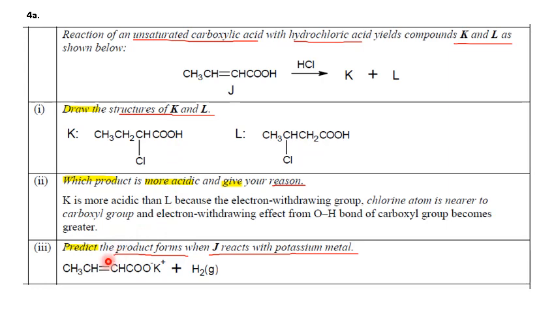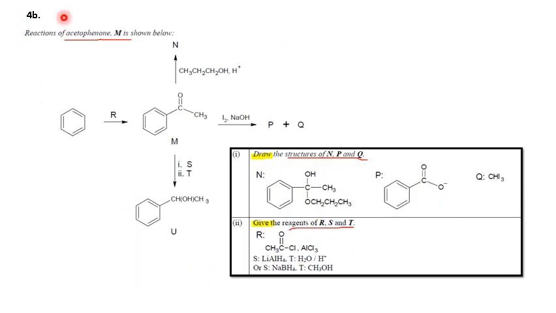Okay, predict the product formed when J reacts with potassium metal. So it reacts with the COOH and then becomes COO negative K plus like this, and hydrogen gas is released. Okay, part B. Reaction of acetophenone M is shown below. So this is acetophenone, it's a ketone attached to benzene. So now we check what happened. Okay, draw the structures N, P, Q and give the reagents R, S, T.